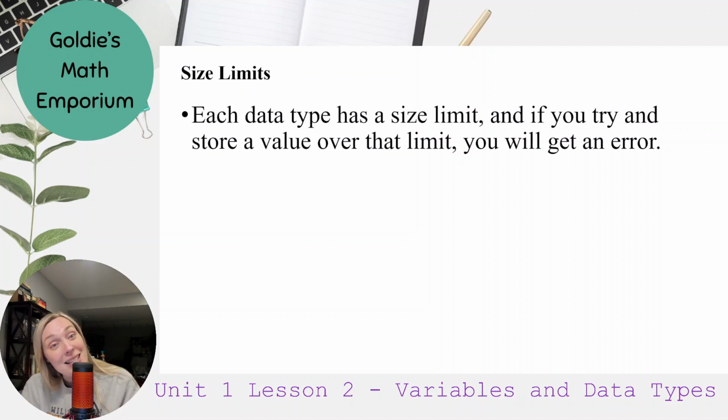Now, in this class, that is something we never have to worry about, because we're not dealing with the type of data that is going to come anywhere close to reaching those limits. But that is why we have different variables to account for those different size limits, okay?